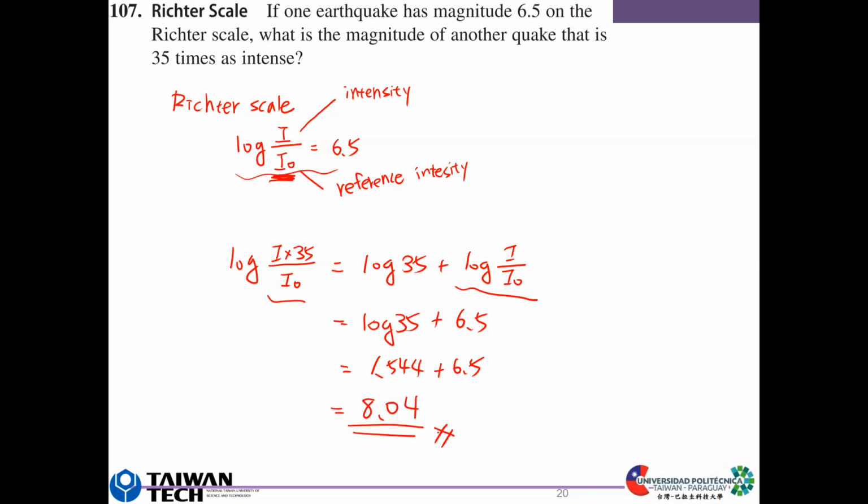So this is the magnitude, the Richter scale of the new earthquake. Okay, all right. And then we finished the review of chapter 4, and I will ask the TA to publish the answer to the Google Classroom. And this is all for the review of chapter 4.